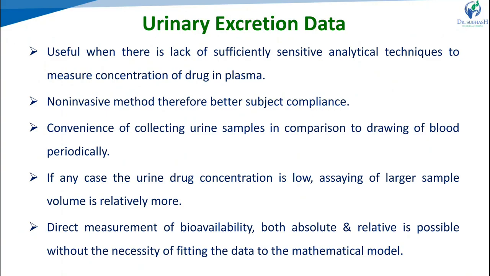We can find out the kinetic parameters, the elimination rate constant and absorption rate constant, by taking the blood sample. So this is one method: we take the plasma sample, identify the amount of drug present in that plasma, and we can find out all the kinetic parameters like volume of distribution, half-life, clearance, Cmax, Tmax, AUC, all these kinetic parameters.